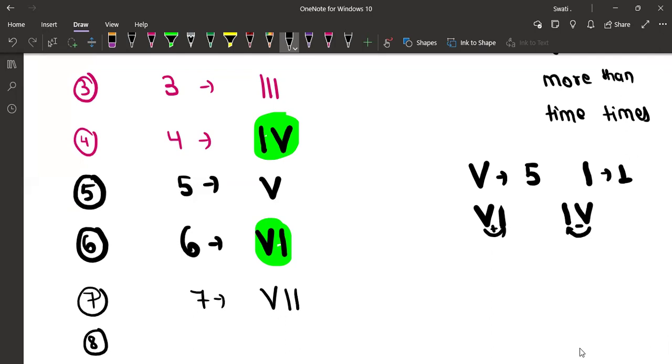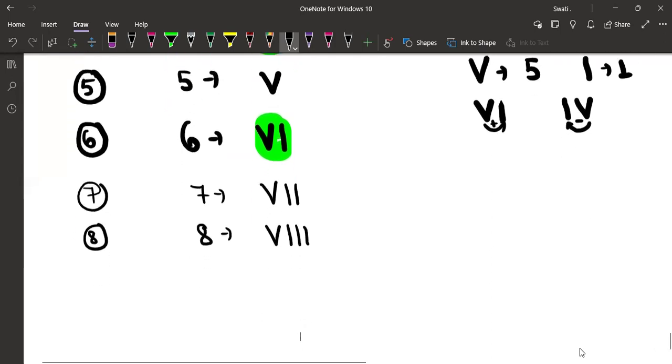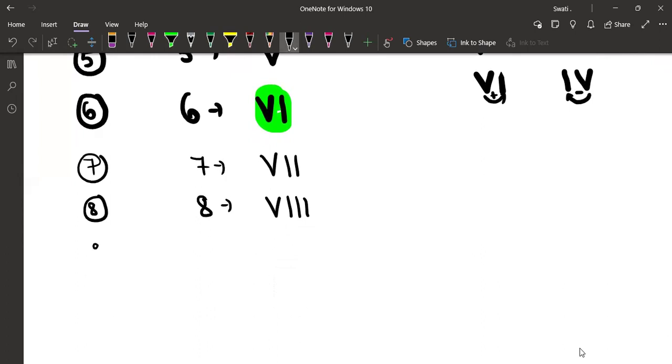Next for 8. So for 8, I can write down V and then one more I, one more I, one more I. So that is 8. I am still following the condition that I have not repeated it more than 3 times, right? Next, which is 9. So can I write V and then I, I, I, I? This is wrong. Why? Because I can't repeat this I more than 3 times. That is why this is wrong.